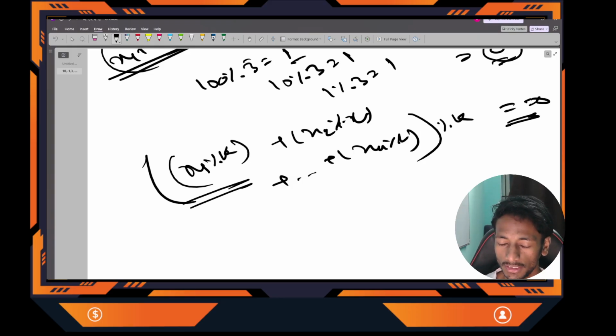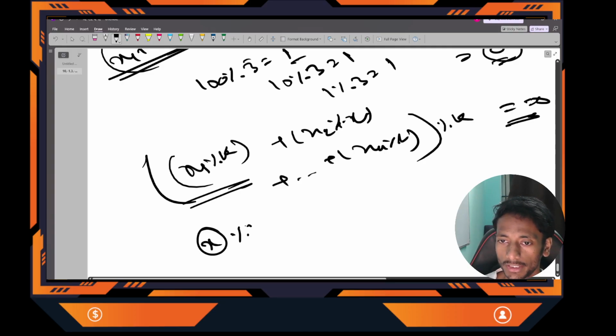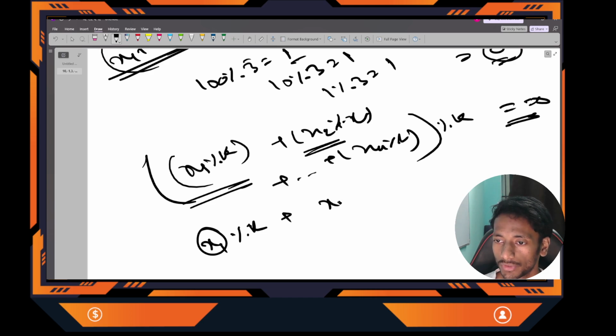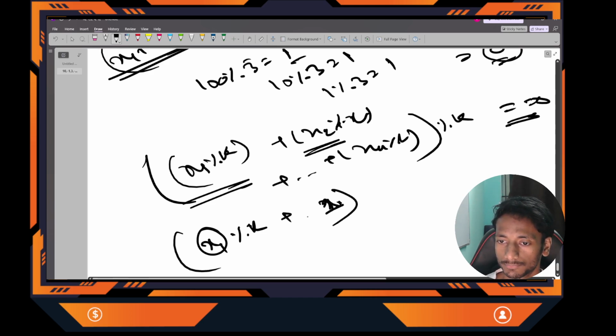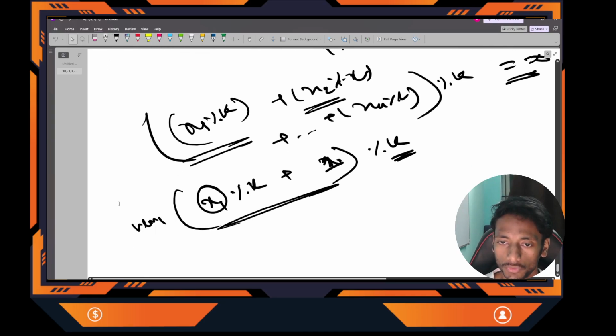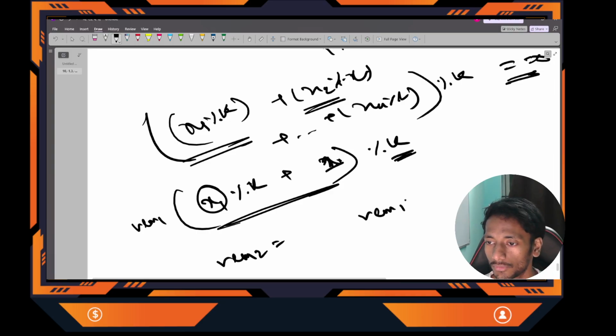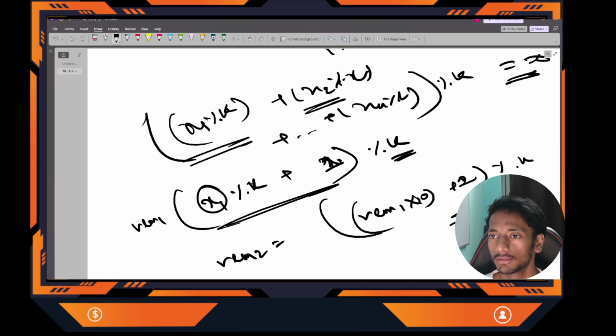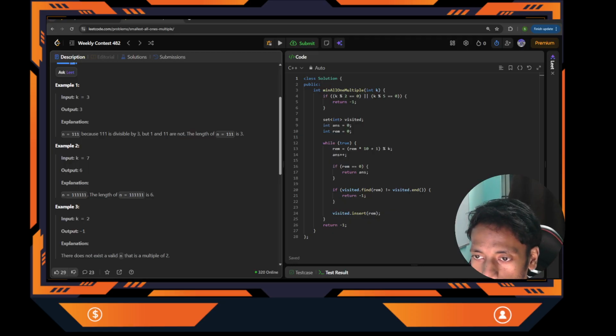Clear? So in this approach also we have used the same logic. We have already calculated the remainder x1 modulo k. Now we add x2, here it is 1, and take the modulo of k. For the next number also, when adding x3, the remainder is 1, so the next remainder 2 will be remainder 1 into 10 plus 1 modulo k. Clear the logic? So now go to the code.